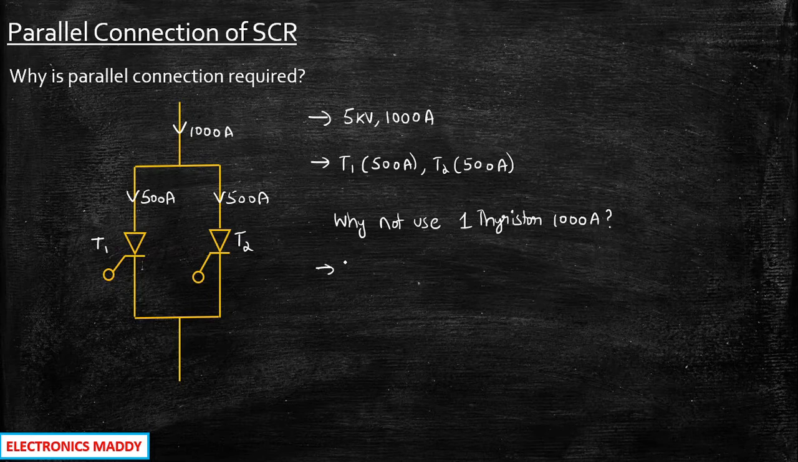In HVDC applications, the requirement of current rating can go in kiloamperes, like 5 kiloamps or 10 kiloamps or 20 kiloamps, depending upon the capacity of the plant. In such cases, you cannot design one thyristor to accommodate this entire rating. The manufacturing cost will be very high, and it is even difficult to manufacture a single thyristor of this large capacity of current rating. That is why we don't prefer one single thyristor to be used in HVDC applications.